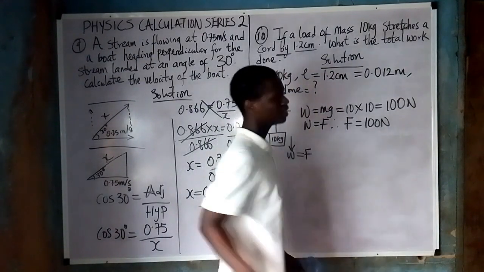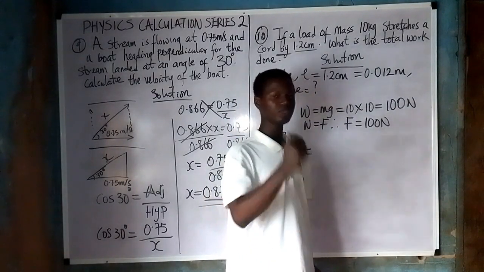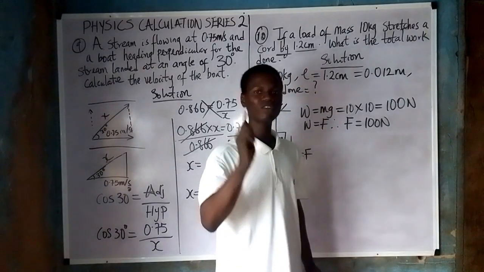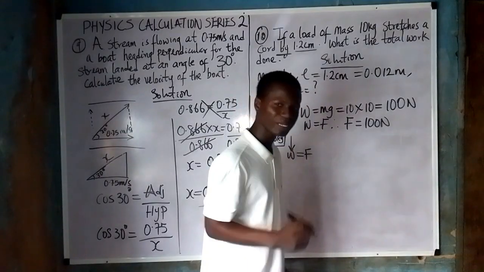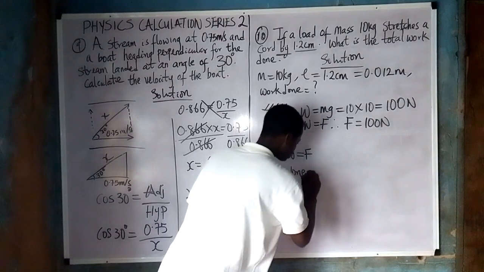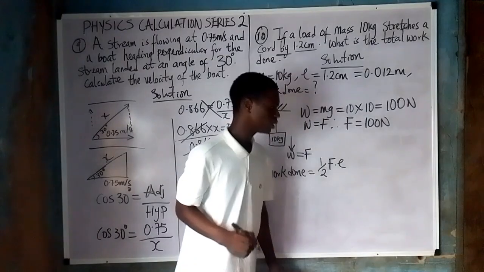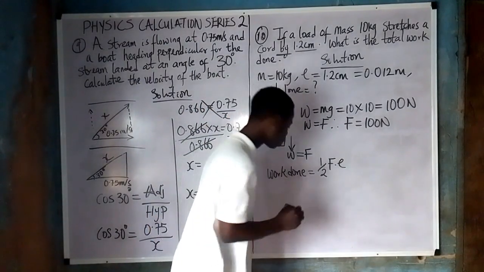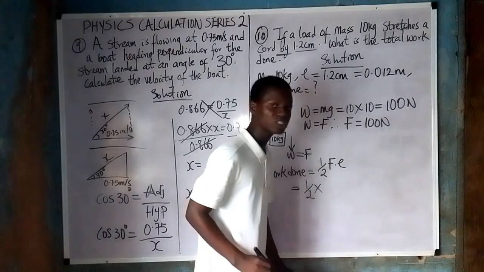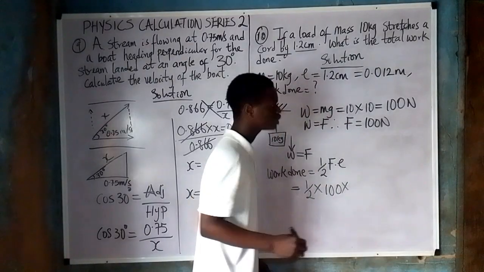Work done. Now because this question was brought from elasticity, there are different formulas for finding work done in a spring or an elastic string. And one of the formulas that we can use here, because of the parameters we have, is work done is equal to 1/2 force times extension. This is the formula we can use here because of what we have. Now this work done will be equal to 1/2. What do we get as our force? 100 Newton.